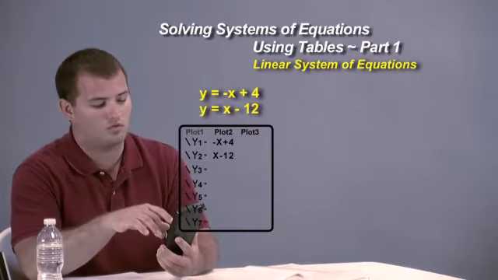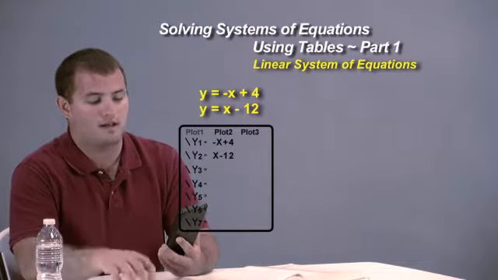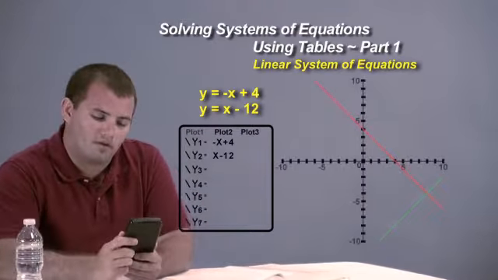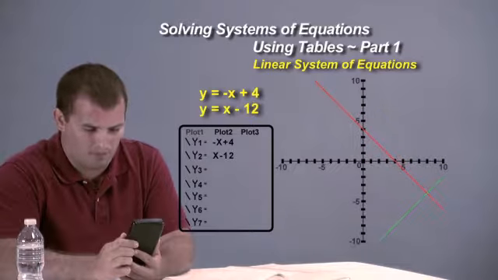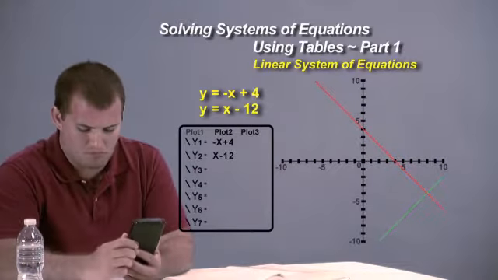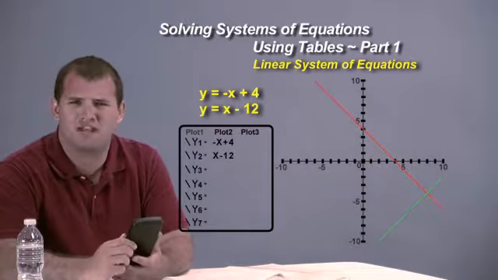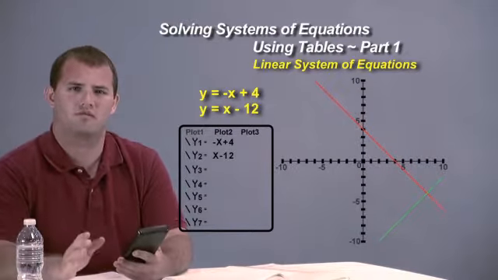Now let's take a peek at the graph to get an idea of where an intersection may occur. And to do so, we'll just push the graph button and give my calculator a second. It wants to think. And looking at the graph, it looks like an intersection occurs at about the point x equals 8 and y equals negative 4. But to be sure, let's look at the table of values.